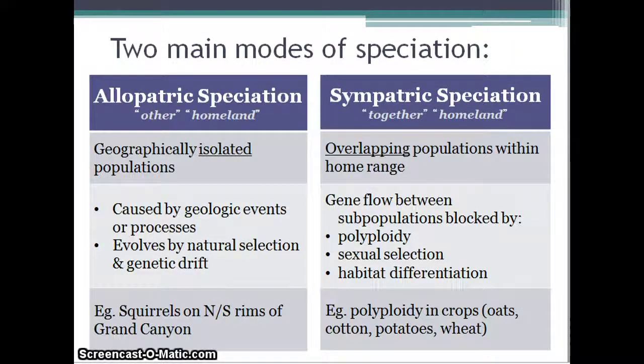So allopatric, right here on the left hand side. So two different modes of speciation. As you can see, the name translates to other homeland, so they actually don't live together. Okay, and sympatric, they live together, same homeland. So yeah, it's just a little funny thing, I guess. Anyway, let's get back to this.